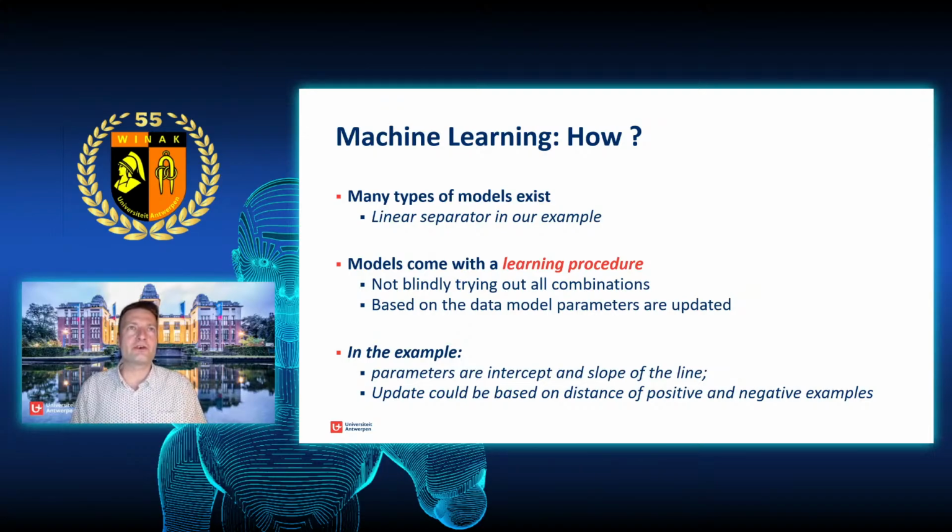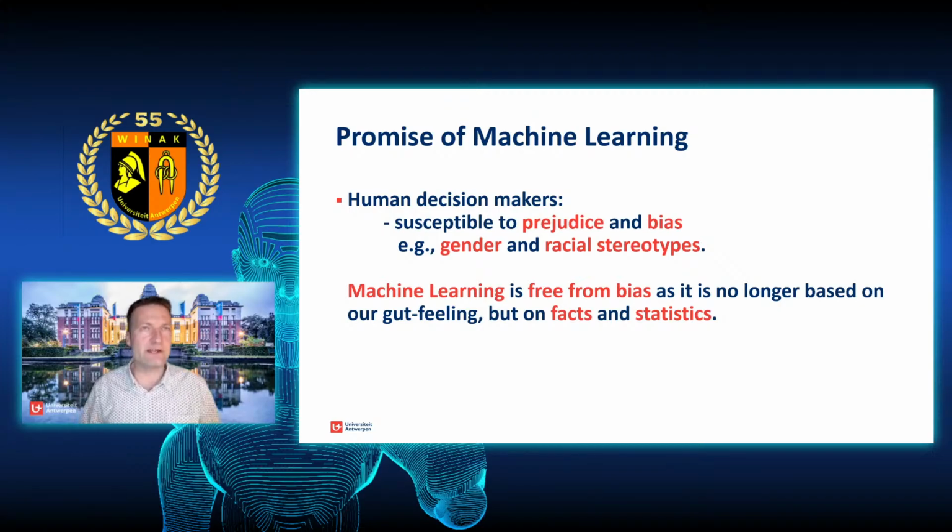And so this leads to the conclusion that it gives a big promise, because human decision makers, when they have to make sensitive decisions, are usually susceptible to prejudice and bias. For instance, with respect to gender, say I want to hire a new PhD student. Maybe I have some prejudices against one or the other gender, or I may have some racial stereotypes that might taint the decisions that I take.